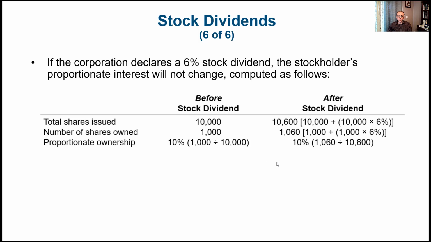So you see here, the company has a total of 10,000 shares. The number of shares owned by that specific shareholder is 1,000. So the proportional ownership is 10%. When the company issued the 6% stock dividends, the total number of shares now is 10,600. The specific shareholder now has 1,060, which is a 6% dividend on the 1,000 that he had before. So now he has 1,060. If you divide the 1,060 by 10,600, it's still 10%.